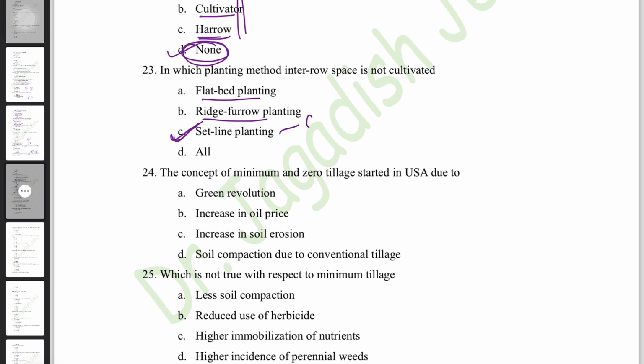In set line planting, which is followed in cotton and groundnut mainly in Gujarat, this is actually a method of zero tillage. The lines are set. Suppose this year you just plow this line and sow the seed there. Next year you again plow the same line and sow the seed. So that is set line. The line is already set, you are tilling that line only and sowing the seed. The inter-row space will not be disturbed.